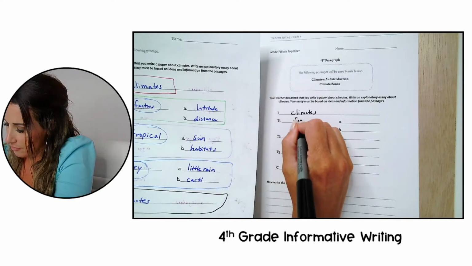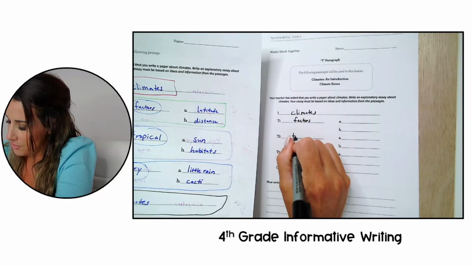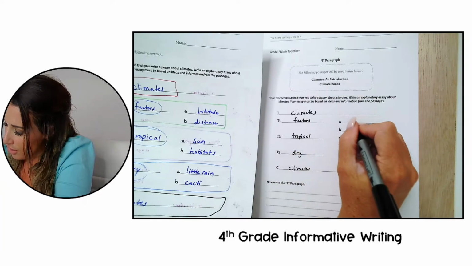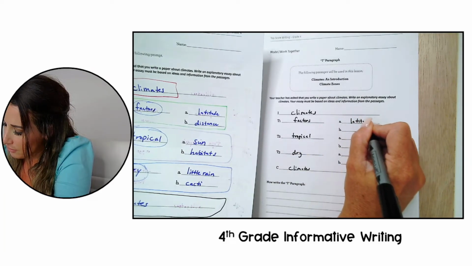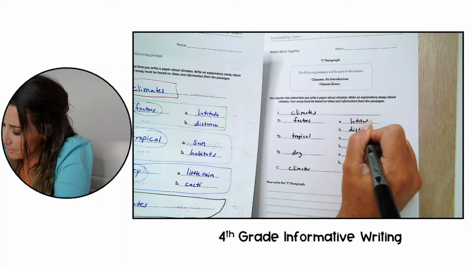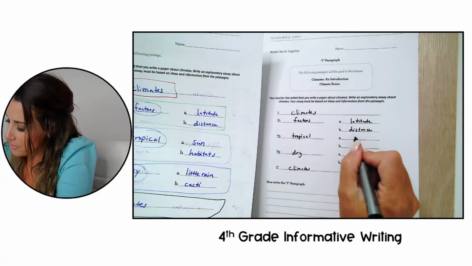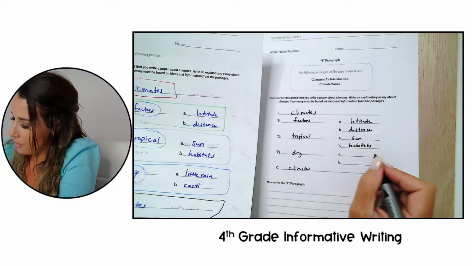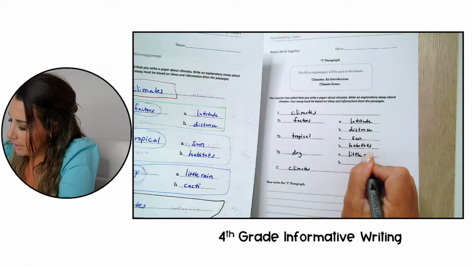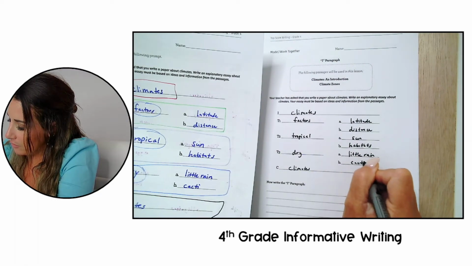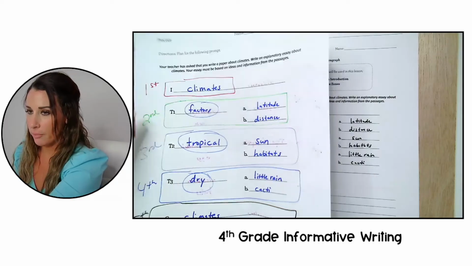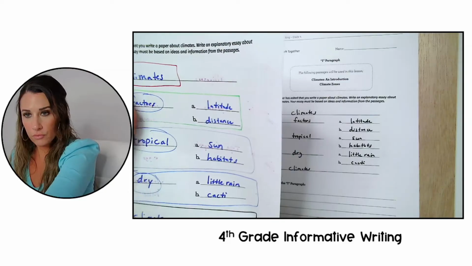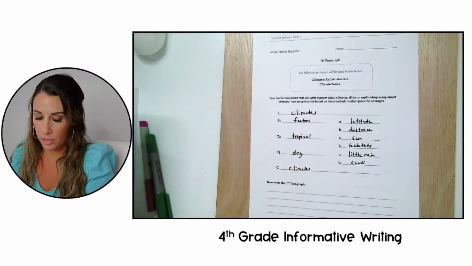then I have factors, tropical, dry. Latitude and distance was both about factors. Sun and habitats was about the tropical zone, and little rain and the cacti plant were about the dry zone. Okay, so I'm just using that planning. So if you ever come to a planning that you've already done, you can pull out your old planning and just copy it right on that new worksheet.